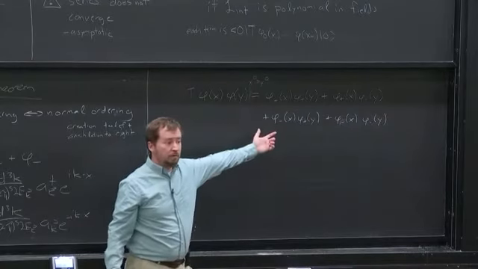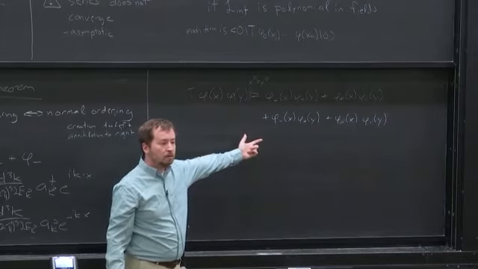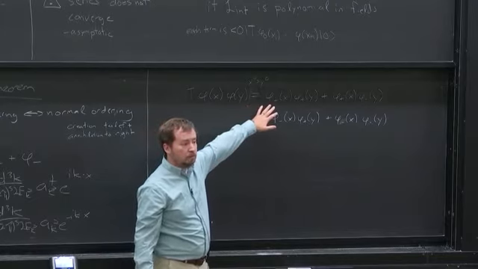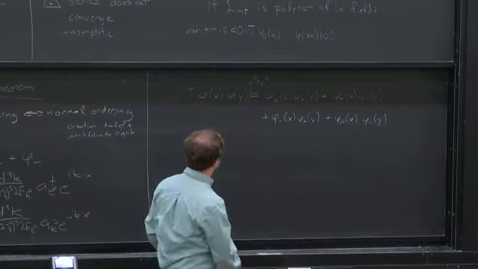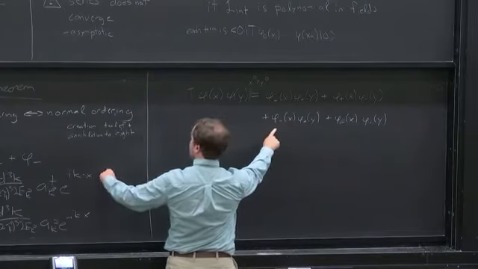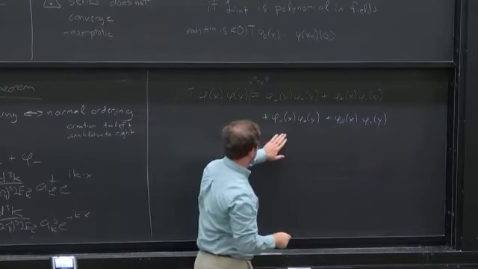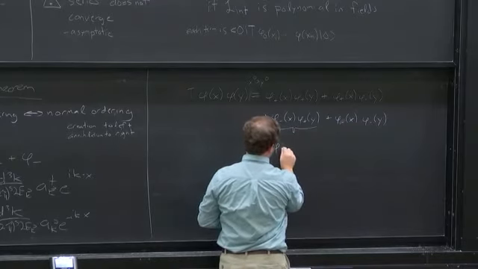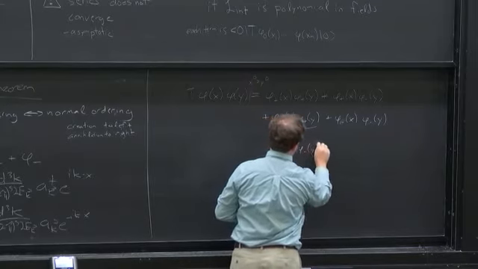And all but one of these terms is already normal ordered. Which one is not? Which one of these terms is not normal ordered? The second to last one. This one. Yes. So this one has annihilation operators on the left, which means it's not normal ordered. So this term we can rewrite as phi plus of y, phi minus of y, plus the commutator.